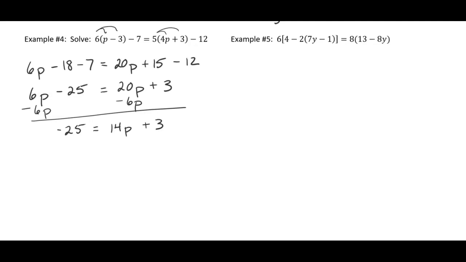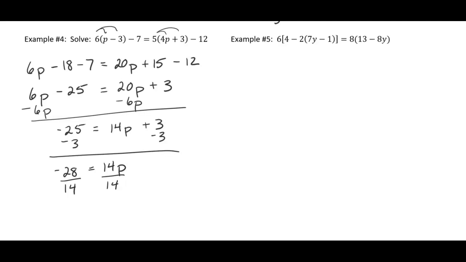Now I need to get the constants on the other side. So I need to subtract the 3. And then I'm going to have a negative 28 here equals 14p. So I'm almost done. This time though, my variable's on the right. That's okay. If you don't like it that way, you could rewrite it 14p equals negative 28. But I'm not going to bother.